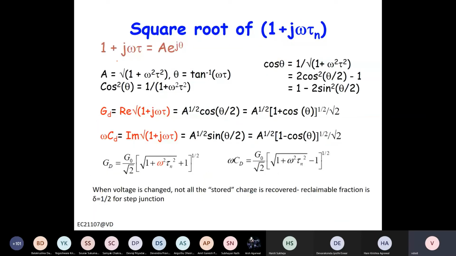this is 1 plus j omega tau. You can write a e to the j theta. Then if you take the square root, it becomes square root of a e to the j theta by 2. So real part becomes cos theta by 2. Imaginary part becomes sin theta by 2. And this can be written as 1 minus cos theta. Cos theta by 2 can be 1 plus cos theta. And cos theta you can estimate as square root of 1 plus omega square tau square. And when you substitute, you get some expression like this, right? And if you notice here, real part is the conductance, imaginary part is the capacitance j omega.